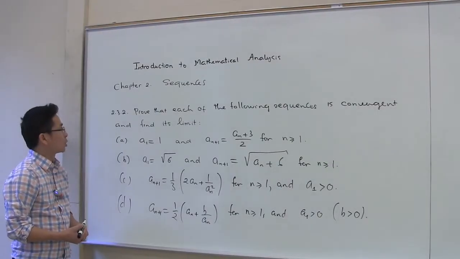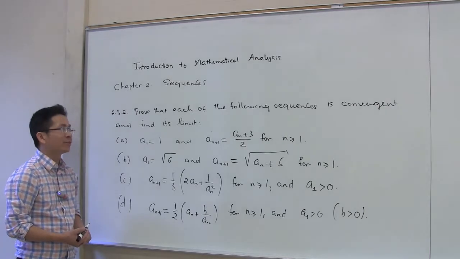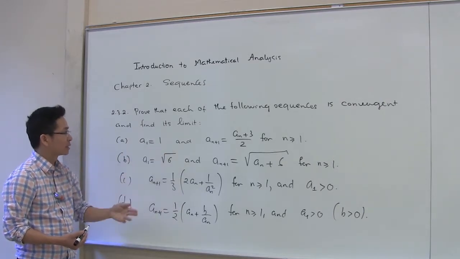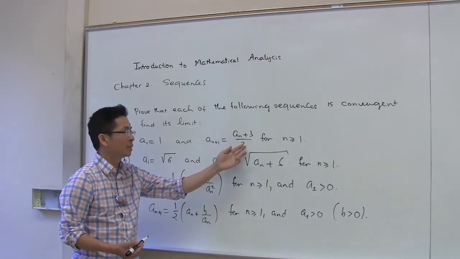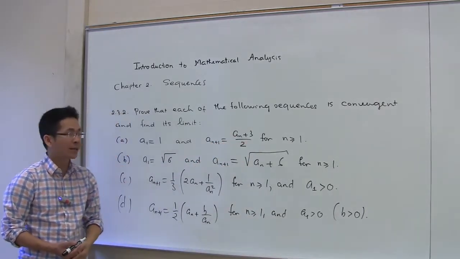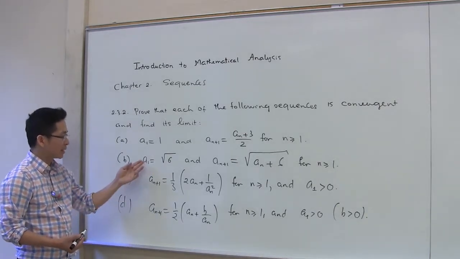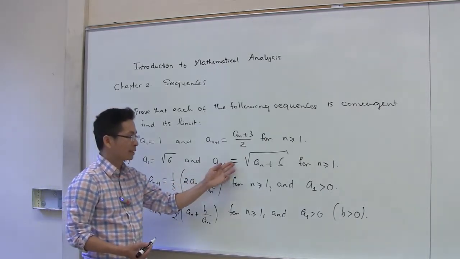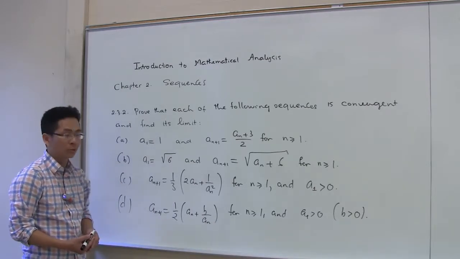In this video, we're going to work on problem 2x3x2 from the textbook. Prove that each of the following sequences is convergent and find its limit. In the first part, the sequence is given by a1 is 1 and a_{n+1} is (a_n + 3)/2 for n greater than or equal to 1. The second sequence is given by a1 is equal to the square root of 6 and a_{n+1} is equal to the square root of a_n + 6 for n greater than or equal to 1.